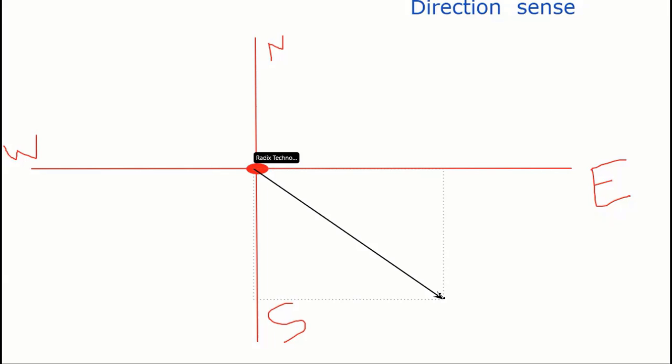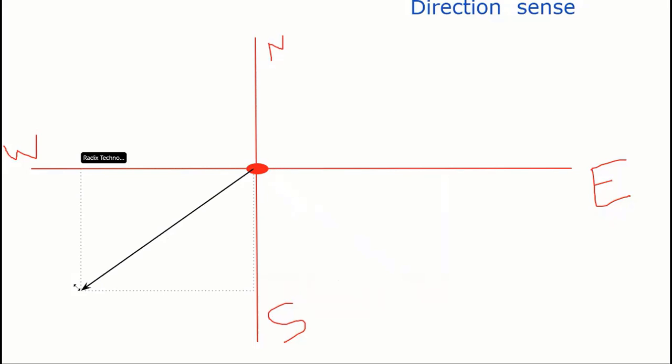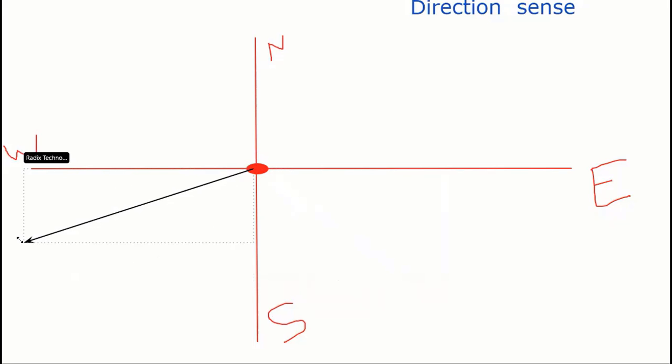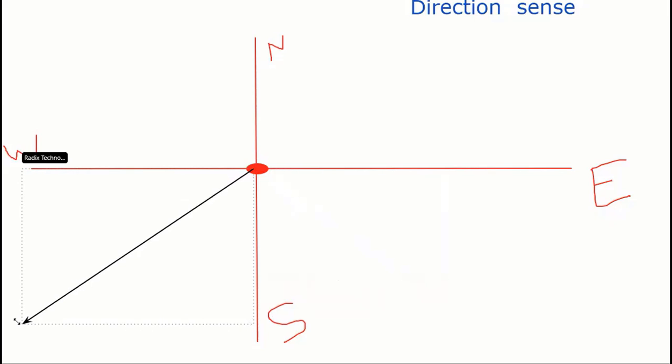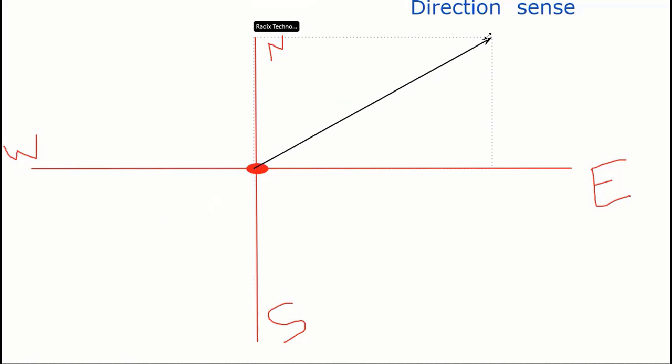90-degree clockwise. Clockwise would be like this, right guys? Southwest. If I am exactly in the middle and take a 180-degree turn, which direction would I be facing? It doesn't matter whether clockwise or anti-clockwise. 180 degrees means exactly reverse. So northeast.